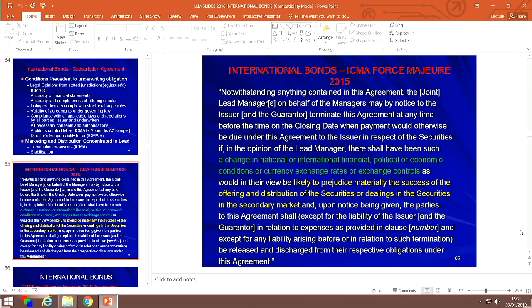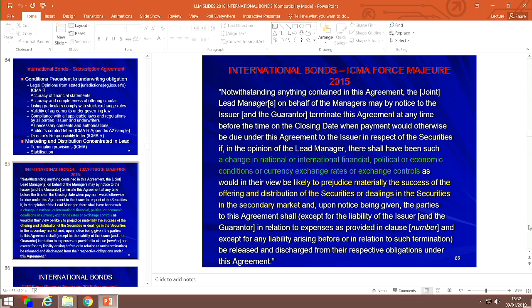Is a vote happening in Parliament today a change in national, financial, and political conditions? Yes. Is Mr. Trump not being able to pass the finance bill in Congress a change? Yes. So theoretically, just about anything can fall within this.